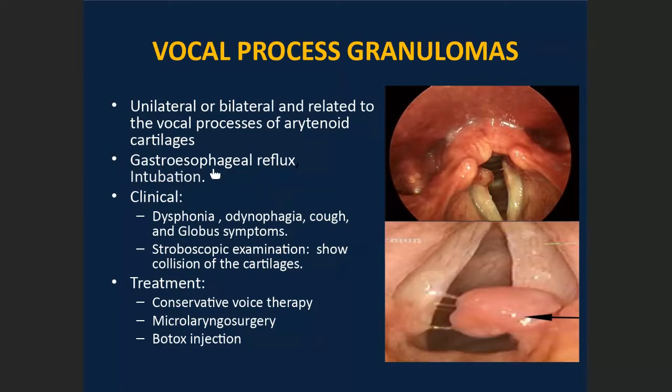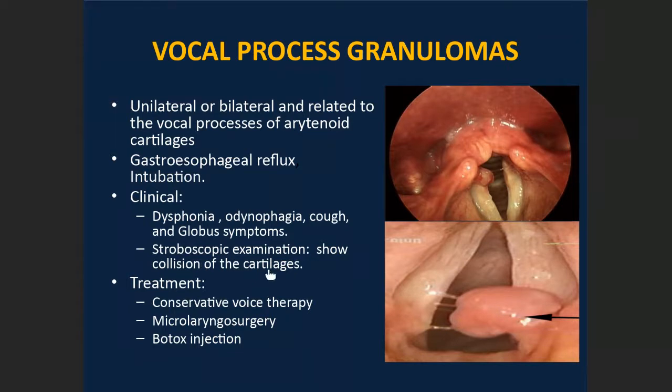The risk factors for that are gastroesophageal reflux and intubation. Any history of intubation or traumatic intubation is a risk factor to develop granuloma. So a patient after surgery is intubated, and after that he starts to have a lesion. You find the lesion on the posterior larynx, and most likely you are dealing with a granuloma. It can present with dysphonia, odynophagia, cough, and globus symptoms.